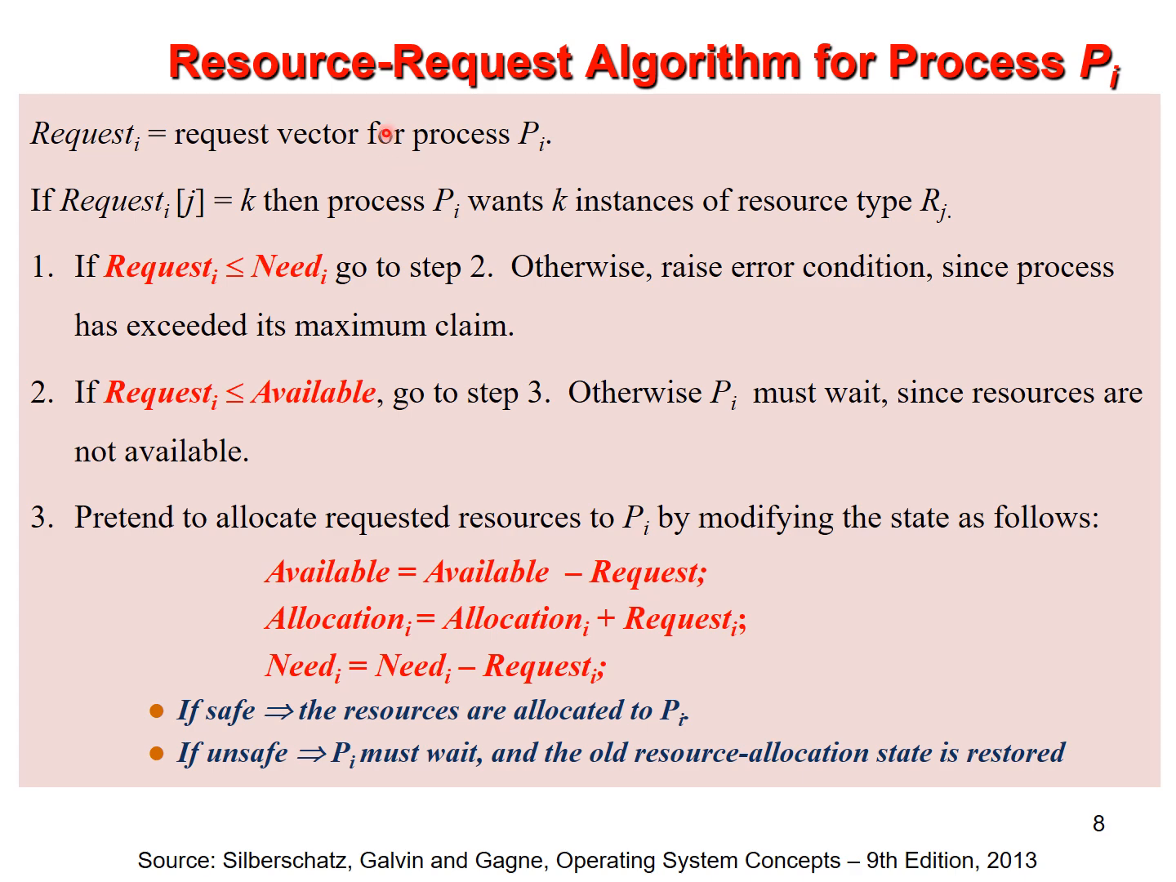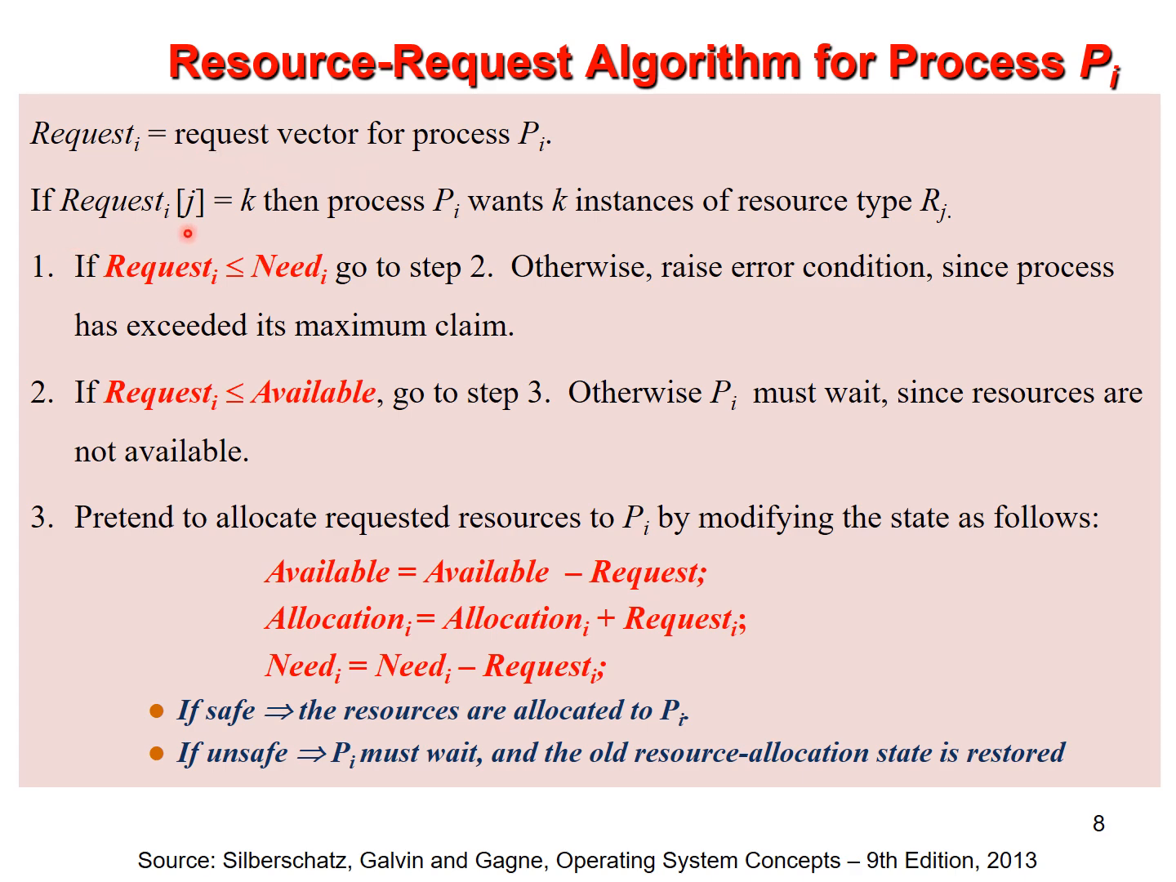The next is the resource request algorithm for process Pi. So the banker's algorithm includes the safety algorithm, which is used to check whether the system is safe or not, whereas this resource request algorithm is used to decide whether to grant the request when a process makes a request. Initially, request i is equal to the request vector for that process Pi.